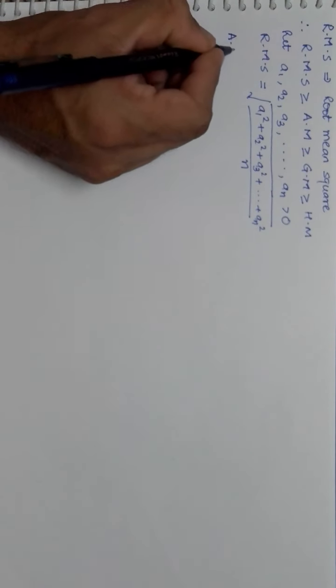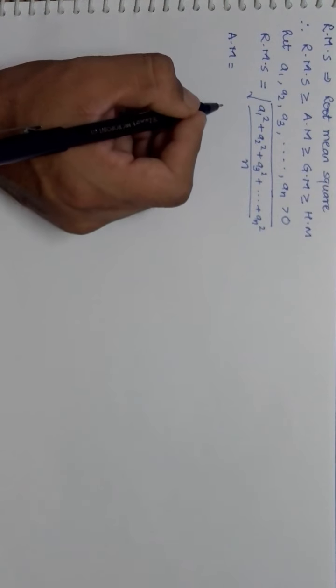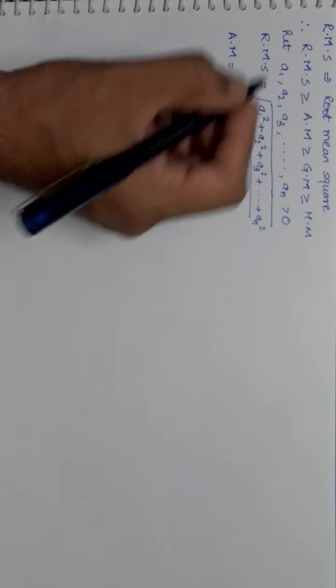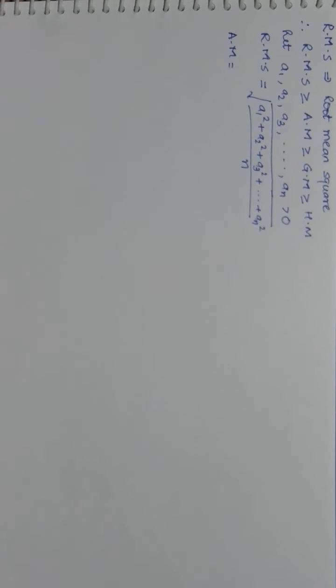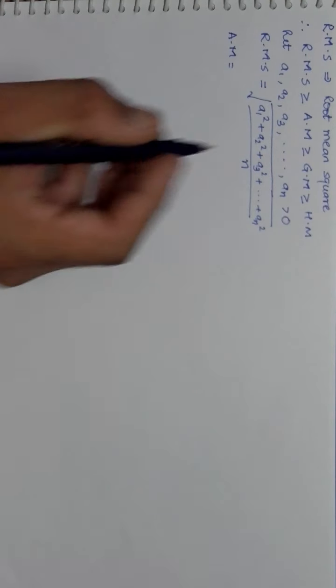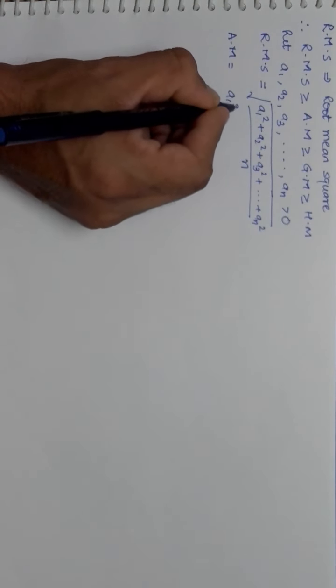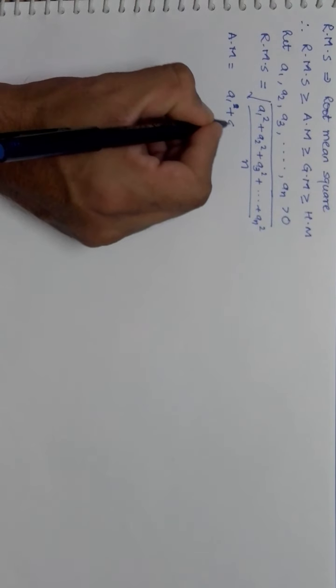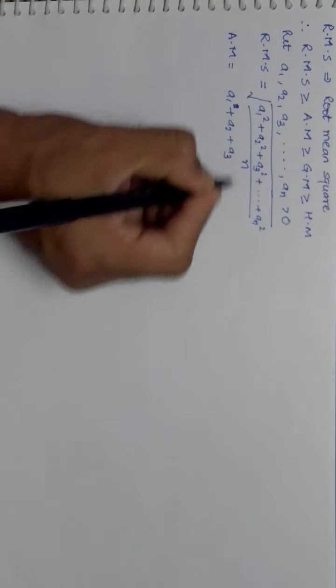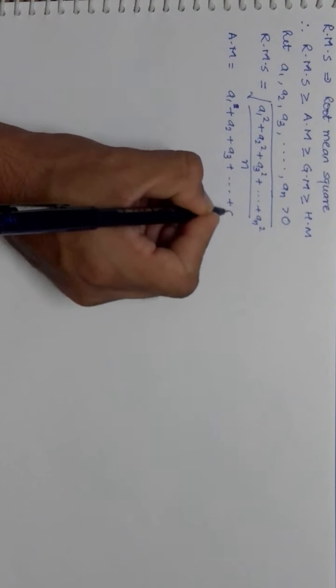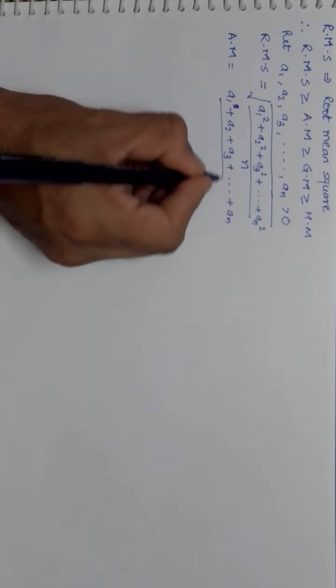Now arithmetic mean will be what? Arithmetic mean is nothing but the addition of all the numbers divided by the count, that is divided by n. So A1, not the square, A1 plus A2 plus A3 up to AN, divided by n.